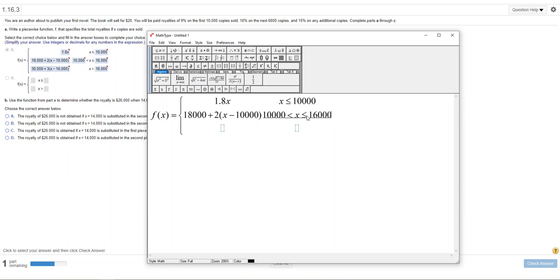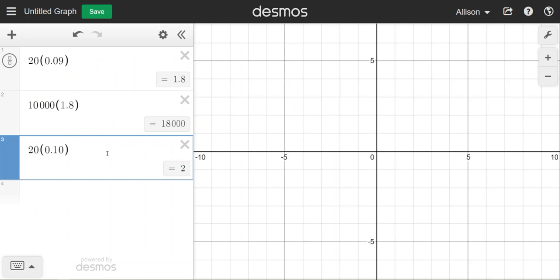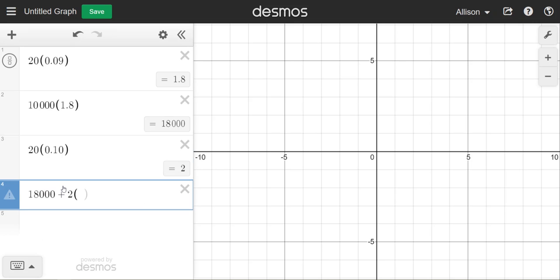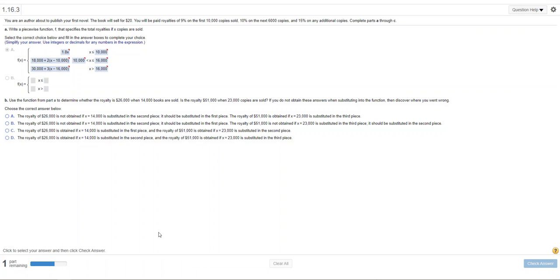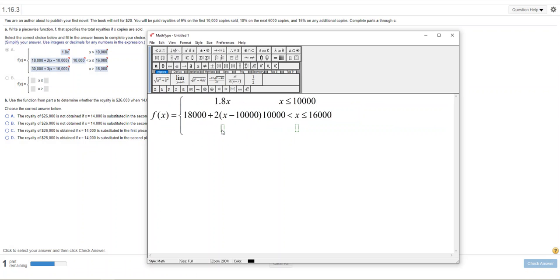Now we're going to assume that we've sold 16,000 books. So back over to here. I'm going to take my 18,000 plus we have sold all 6,000 that we were allowed to at $2. So I've made $30,000 now from the first 16,000 books. Remember, we had 10,000 at $1.80, and now we have 6 more thousand at $2 per book. So for the first 16,000, we've made $30,000. That's where the 30,000 comes from.